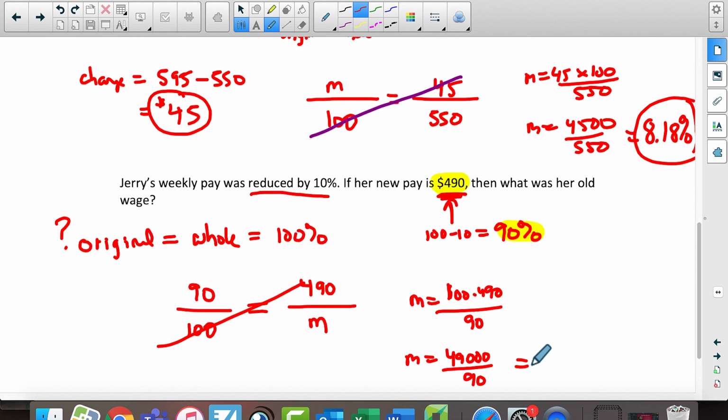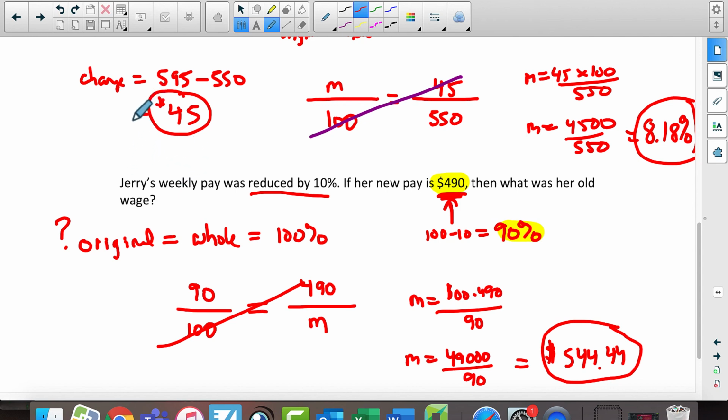Remember, it should be more than 490 now. Our answer should be a little more than 490 because it's been reduced to 490. And I get $544.44, which seems reasonable. Mind you, it doesn't seem fair to Jerry. She's a great worker.